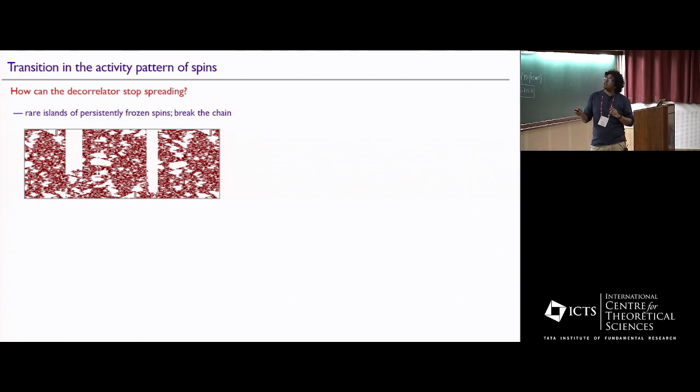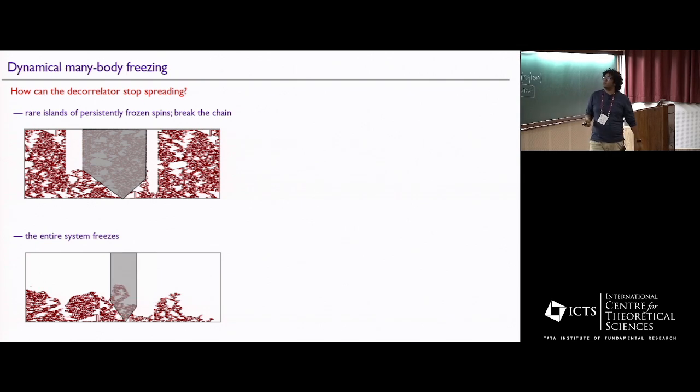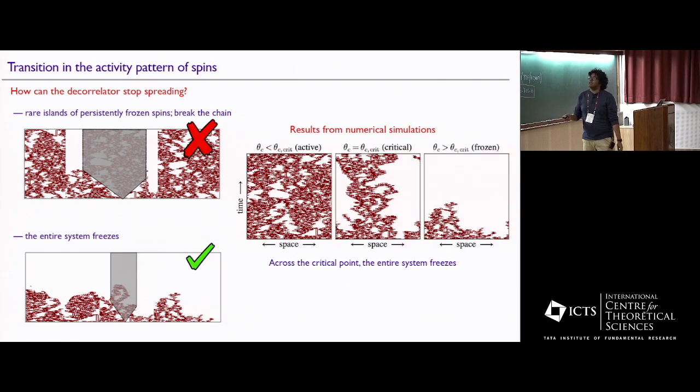One is that there are rare islands of frozen spins, and the OTOC goes here, hits one of these islands and just gets stuck there. So this could be one mechanism. The other mechanism could be that the entire system freezes, that all the sites eventually become inactive and the system goes into this absorbing state. Now, since I gave you the summary before, what we find is that this doesn't happen. This is what actually happens.